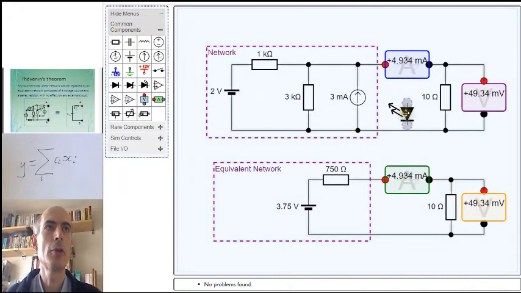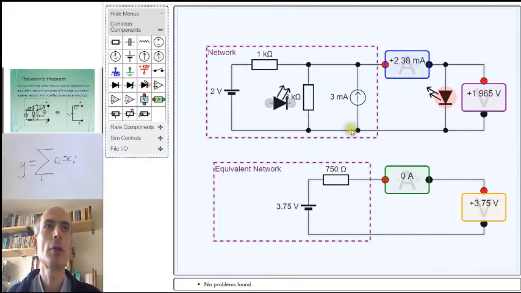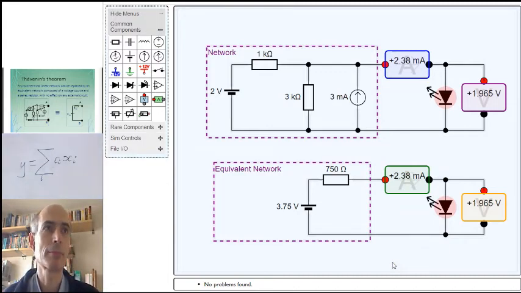Let's take a light-emitting diode because they're more fun, and connect a light-emitting diode across this terminal. That amount of current and that amount of voltage will flow. Do exactly the same thing with the other circuit, with the equivalent network, and it behaves in exactly the same way. And I could put anything between the two terminals of this network, and I would get the same current and the same voltages. And provided the conditions are met, that this is a linear network, then I can always find an equivalent network which behaves in the same way. And that's what Thevenin's theorem says.